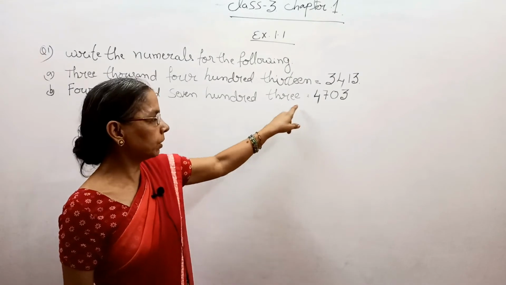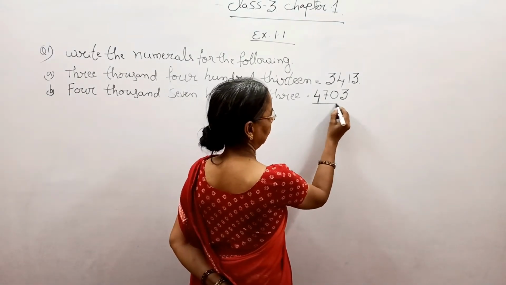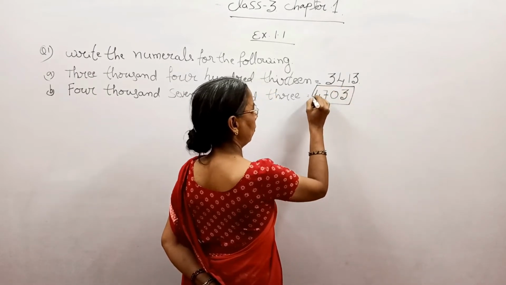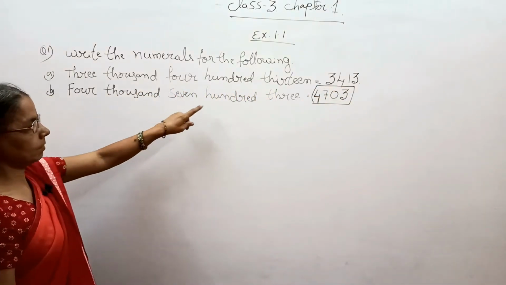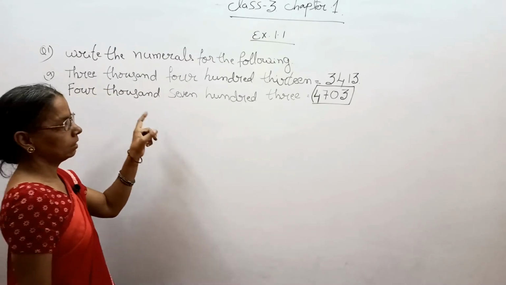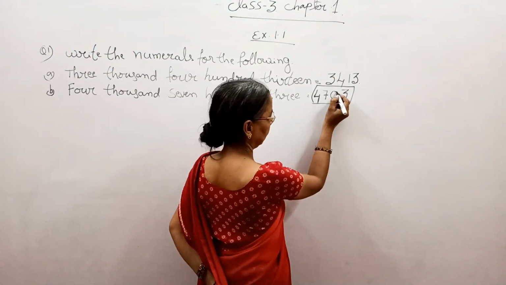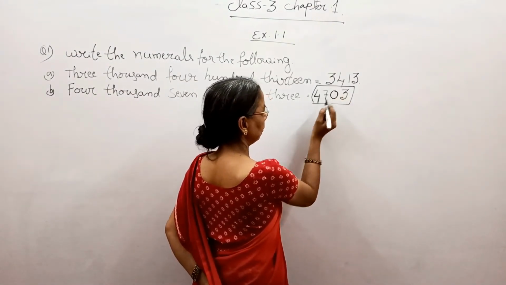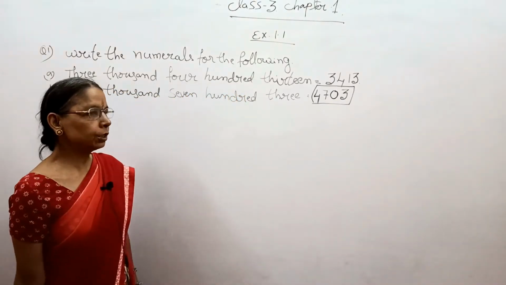4703. 1000 comes in the fourth place, that's why the number is in 4 digits. Here it is given 3 numbers, but the 1000 place is the fourth place. For that we have taken 0 in the place of tens. Understood?